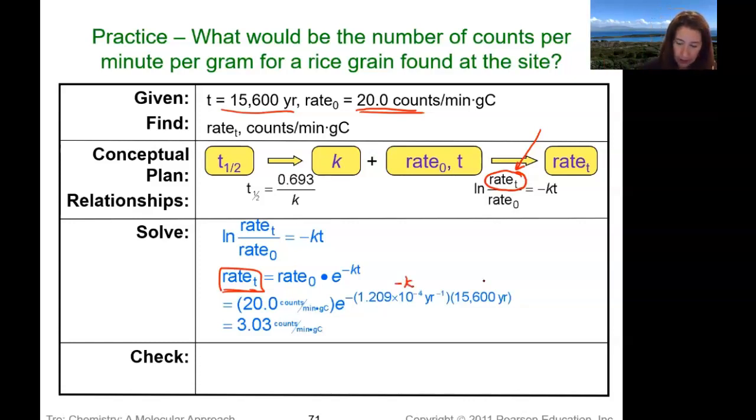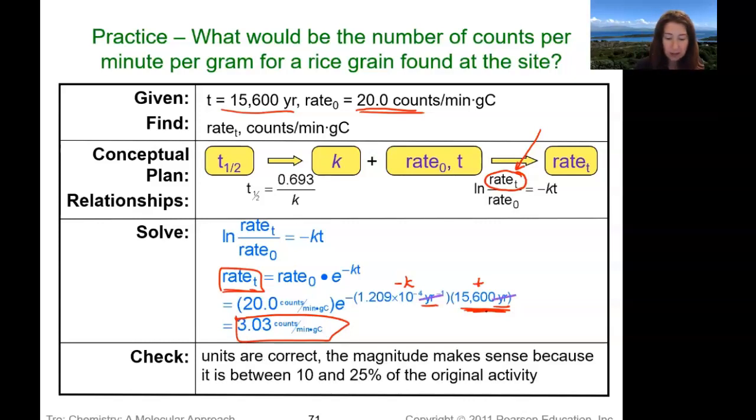Here's our negative K and there's our time. Again, they're both in years. And this is counts per minute per gram of carbon. Now this one's a little harder to predict because the unit is odd and it's going to seem weird to you. But if you think about it, this is 5,600 years, which is approximately 3 half-lives. So it should be 20 divided by 2, which is 10, divided by 2, which is 5. Using your mental math, it's pretty close, right?